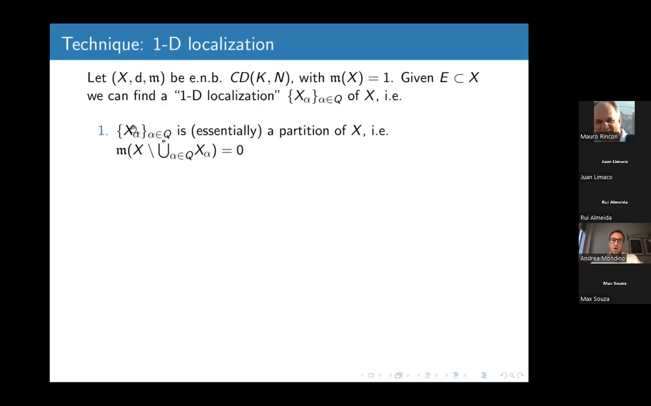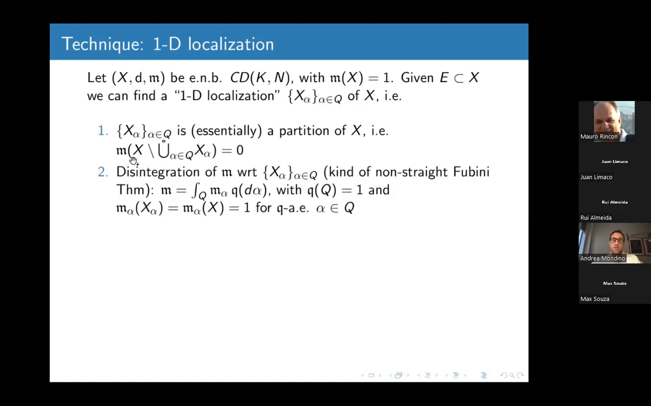So the first property is that this family X_alpha, where alpha is the index and Q is the set of the indices. It's nothing to do with the rational numbers. It is just a set of indices Q. We have that it is essentially a partition in the sense that they are all disjoint and they cover X up to a set of measure 0.